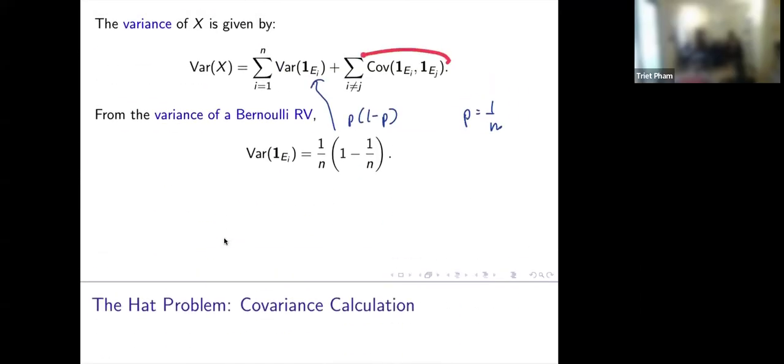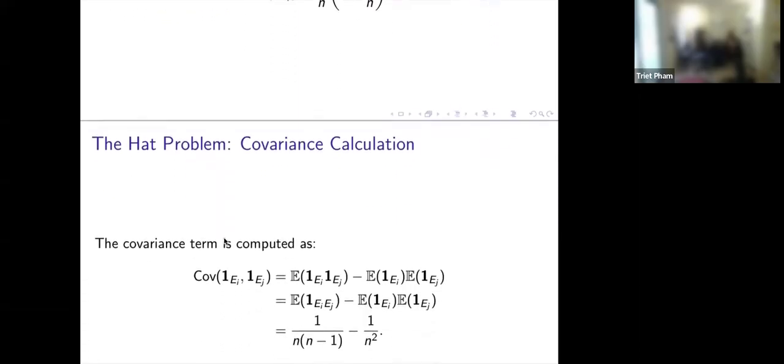Usually, when you deal with the variance of a sum, if the terms are not independent, then the covariances are the more complex terms you have to deal with. So how do we do a covariance calculation? We just use the definition: the covariance is the expectation of the product minus the product of the expectations. These are easy because each of them is 1 over n, so the product is 1 over n squared.